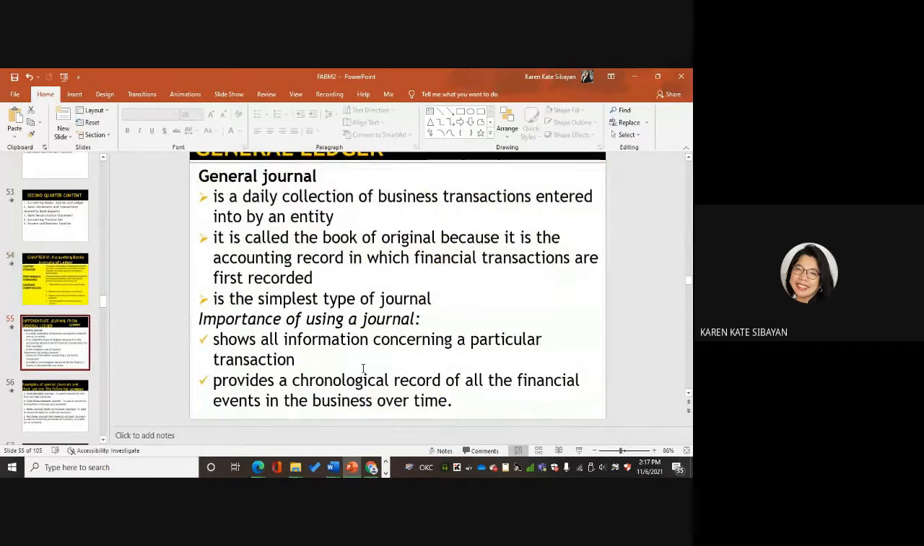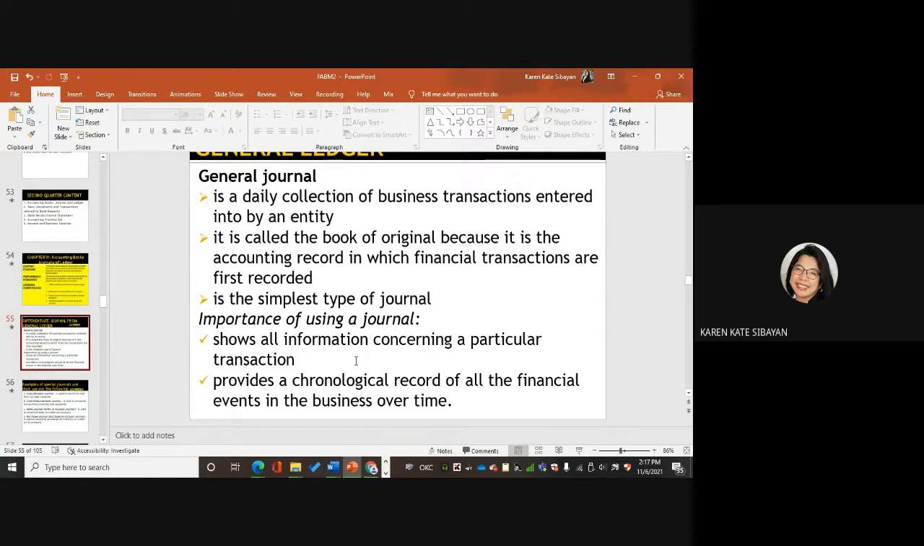So, pag sinabing general journal, it is a daily collection of business transactions entered into by an entity. It is called the book of original entry because it is the accounting record in which financial transactions are first recorded. It is the simplest type of journal. So what is the importance of this journal? It shows all information concerning a particular transaction. It also provides a chronological record of all the financial events in the business over time. So usually, itong general journal is where you put your journal entry.